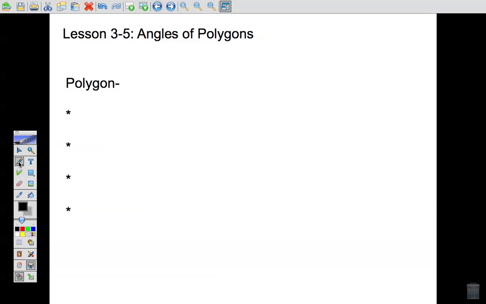Now, the first thing that we're going to talk about is what is a polygon. Now, a polygon, there's kind of four parts to that definition. So as I go through these, write these down. Now, one thing, the word poly means many. So simply, a polygon is a many-sided figure. So I could have a three-sided figure, I could have an eight-sided figure, and so on.